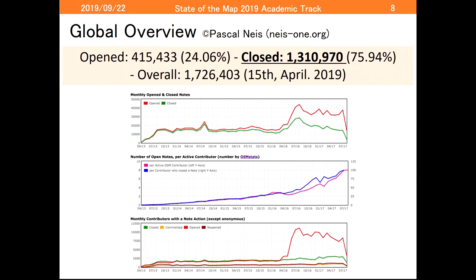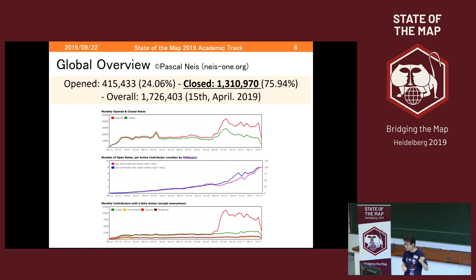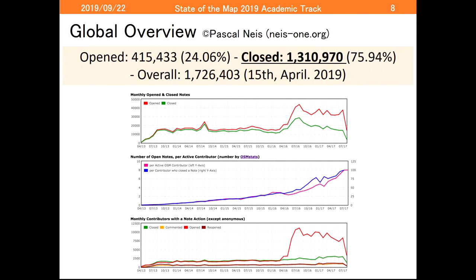Now the slide of the global overview. This is Pascal Neis's site, a website with an overview of OpenStreetMap notes. We analyzed the data of the 15th April this year. This shows the open and closed status of the OSM notes function. The global trend is that it has been used around the world since April 2013, about 3 years ago. The divergence between open and closed is gradually seen from here.